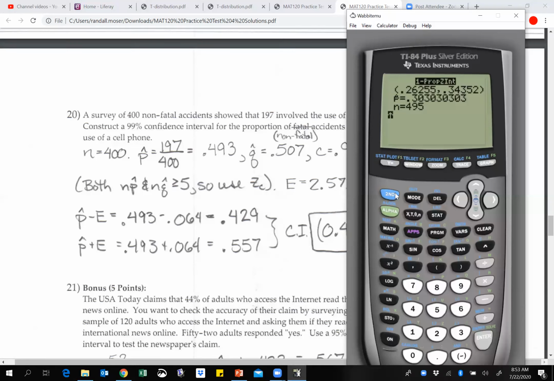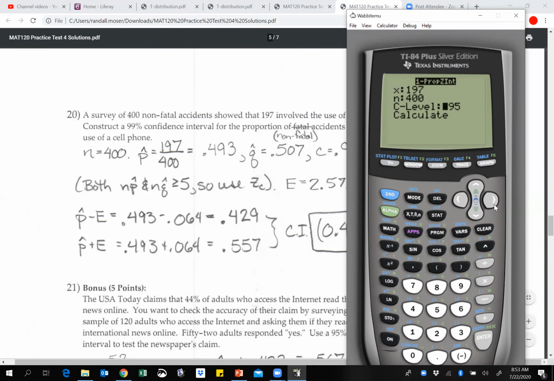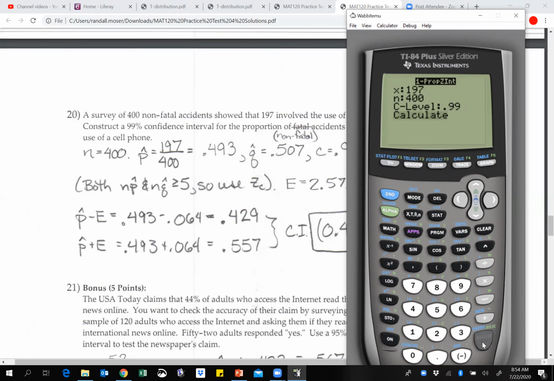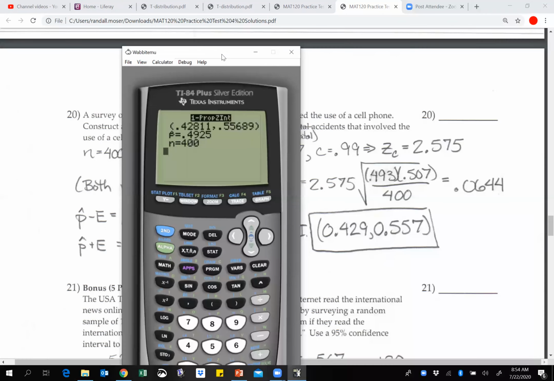So stats, tests. Go down to option A, one prop Z interval. For this one, the number X is 197. N is 400. And then they ask for the 99% confidence level, so that's going to be 0.99. Go ahead and hit enter. And we would get a confidence interval of 0.428 to 0.557.